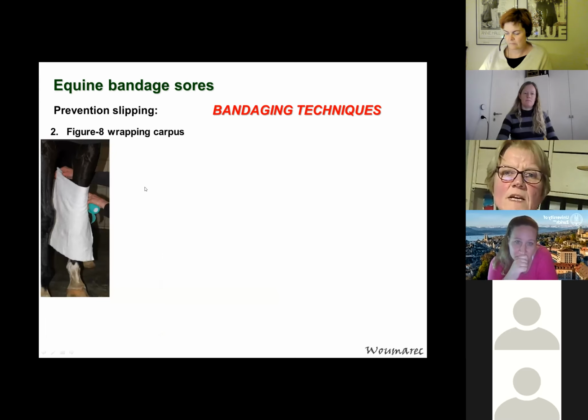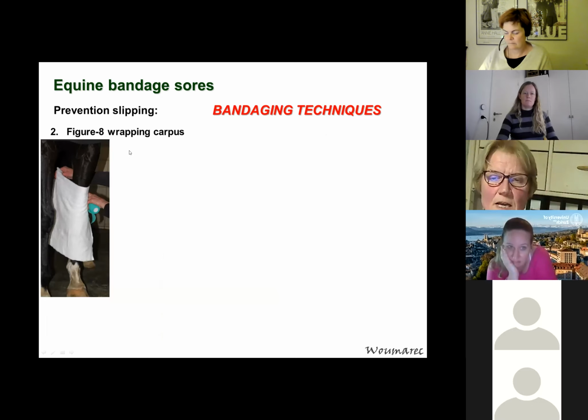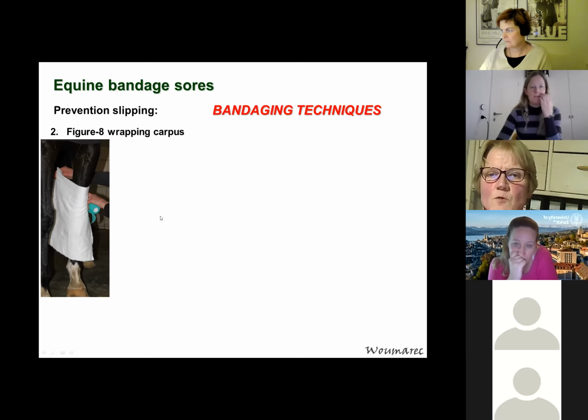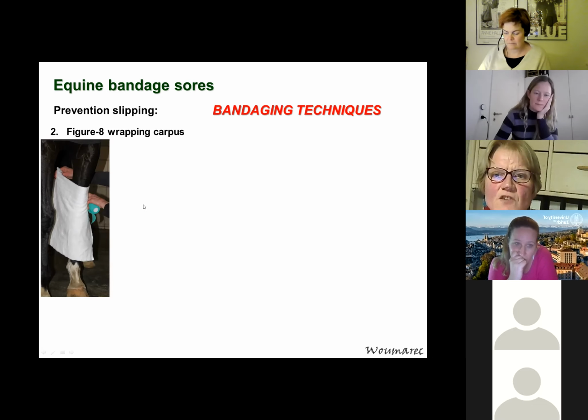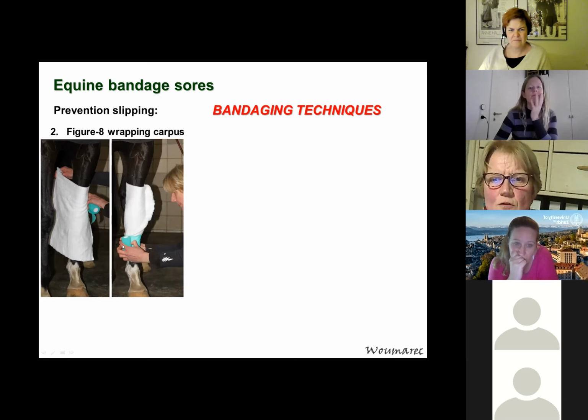The other way is to use the figure-8 wrapping, and actually I have this from the past. When I was working as a resident at the university, we were not allowed to use the elastic bandages in those times. We are talking about the 90s, so that shows how old I am in the meantime. We were not allowed to use these because they were too expensive. So we had to apply bandages around the carpus and tarsus with the normal cotton, non-stretchable bandages. And that was quite difficult, so you needed the bandage techniques. And I still use these also for the elastic bandages.